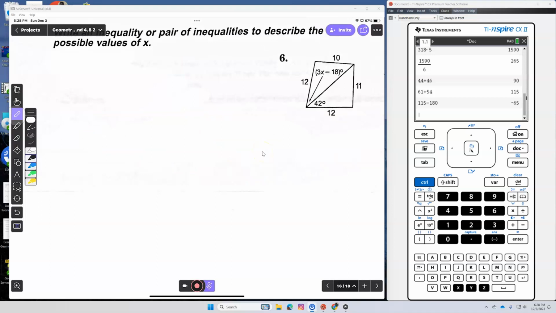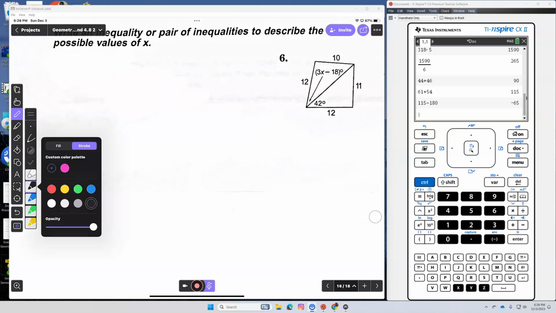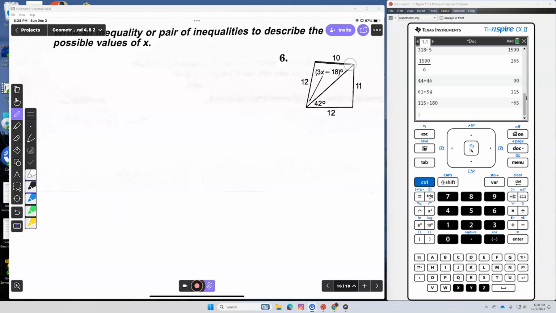If we look at 6, then we know that this side is shorter than this side. So this angle has to be larger than this angle. So we have 3x minus 18 has to be greater than 42. 3x is greater than 42 plus 18, so it's 60. So x is greater than 20. So the angle would have to be greater than 20.